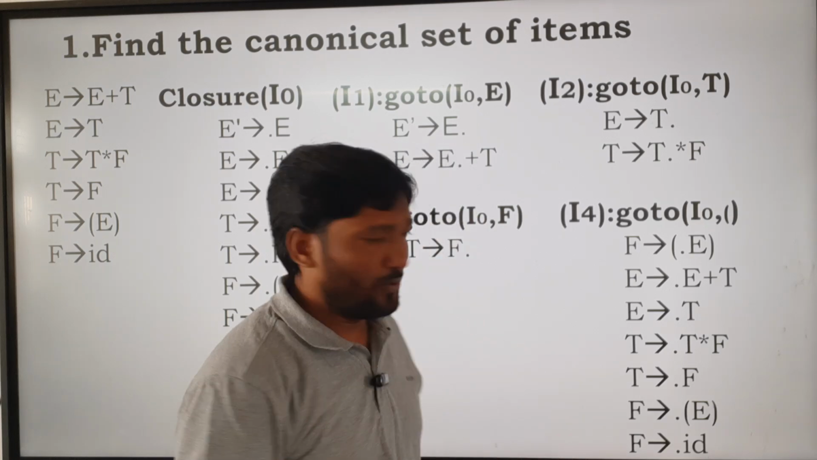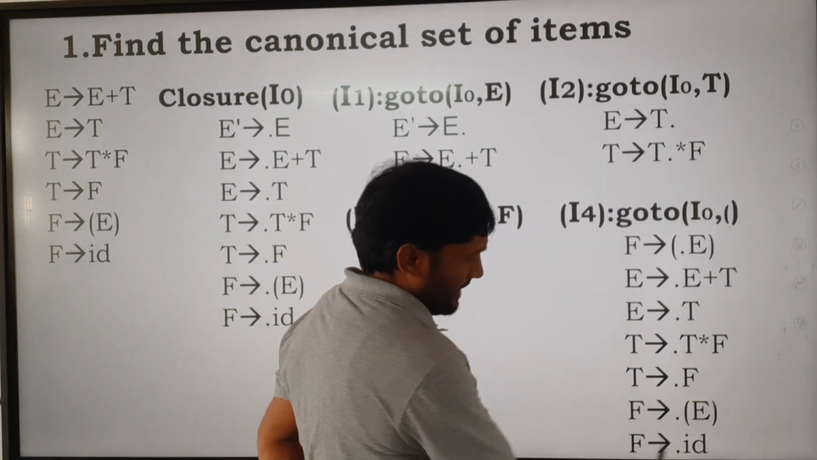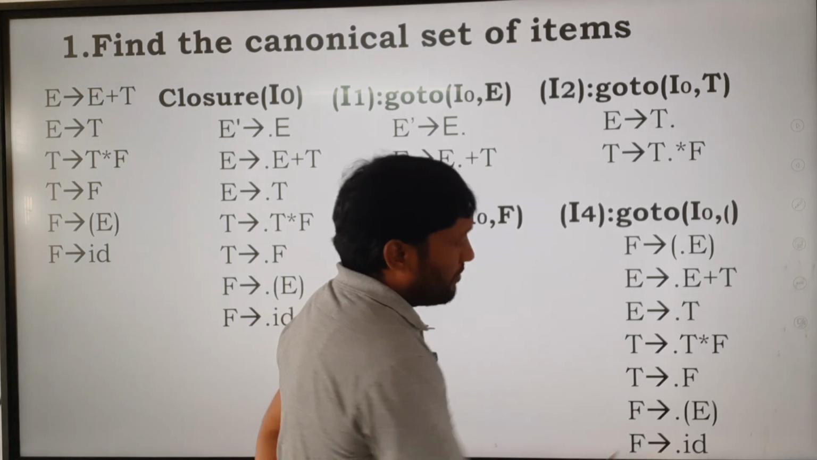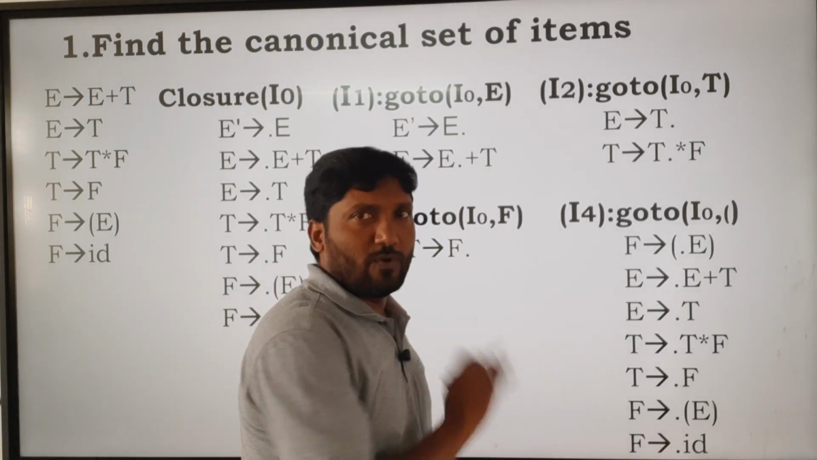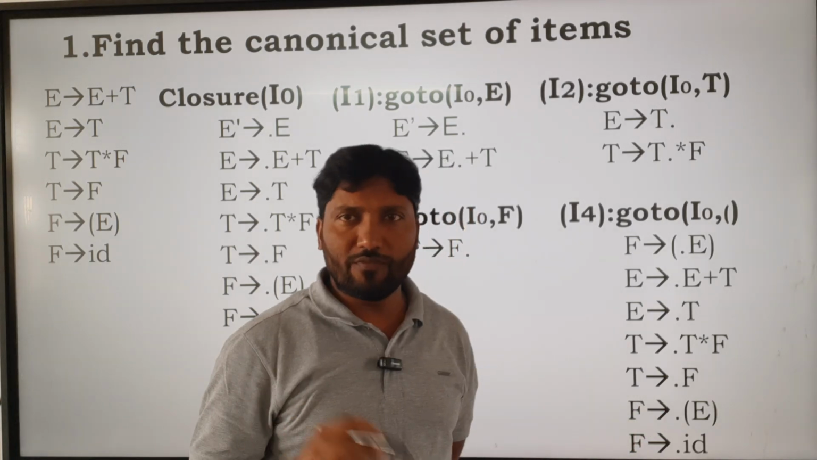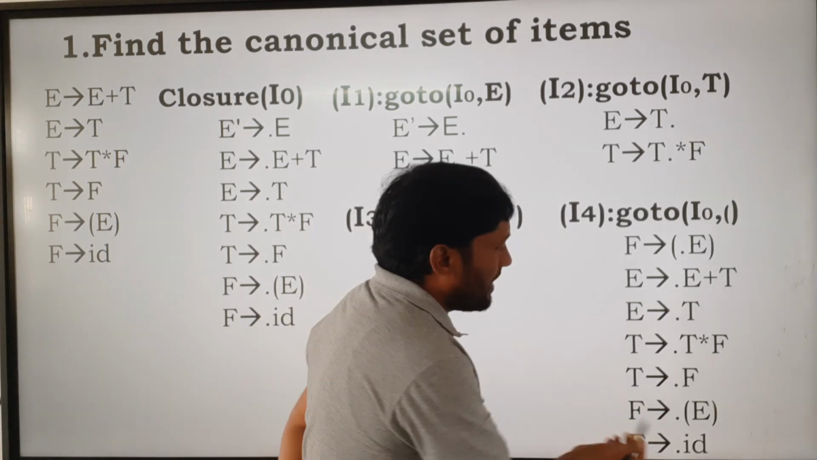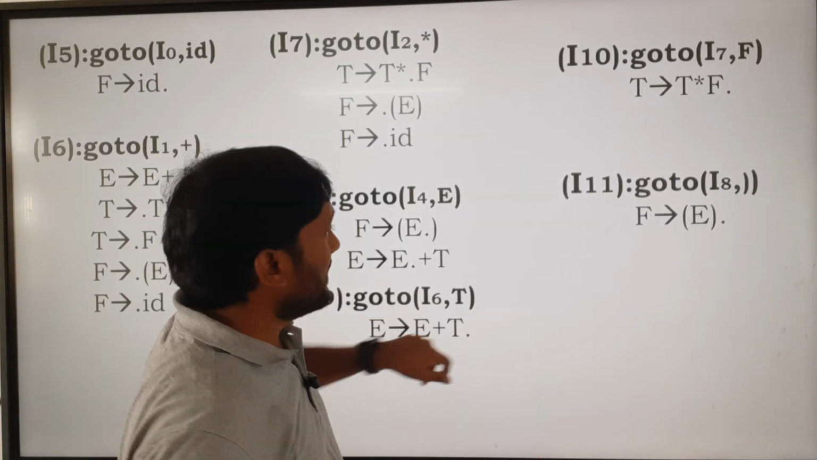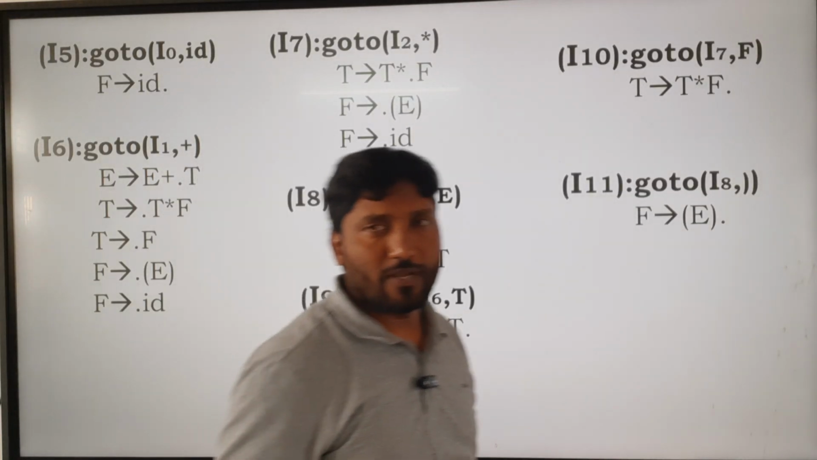Now come to I4. After the dot there is an open bracket as well as ID. Already you know that 4 comma open bracket ends in I4 only. That means 4 comma open bracket can be filled with S4 and 4 comma ID can be filled with S5, because 4 comma ID ends in I5.